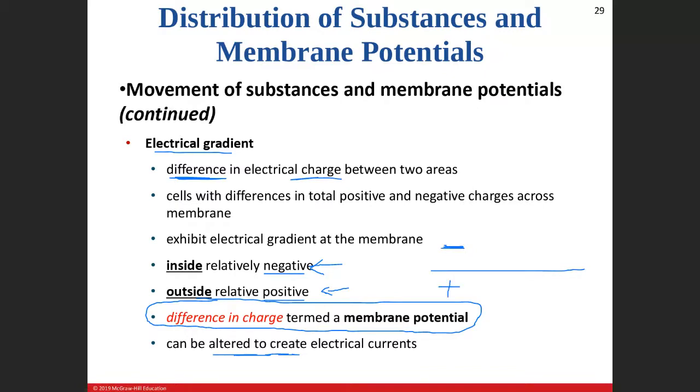Okay? How do we do that? One way, we can let a lot of sodium into the cell because sodium is a cation. It's positively charged. Okay?